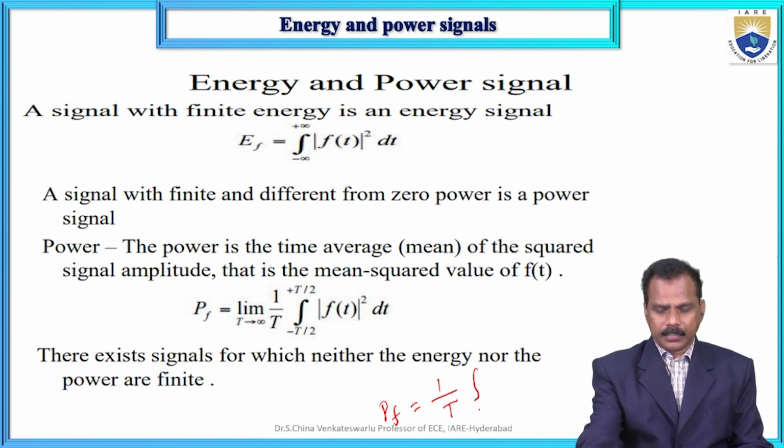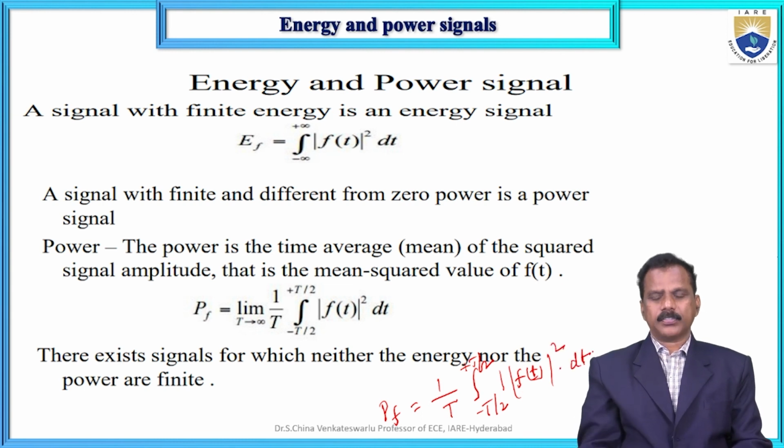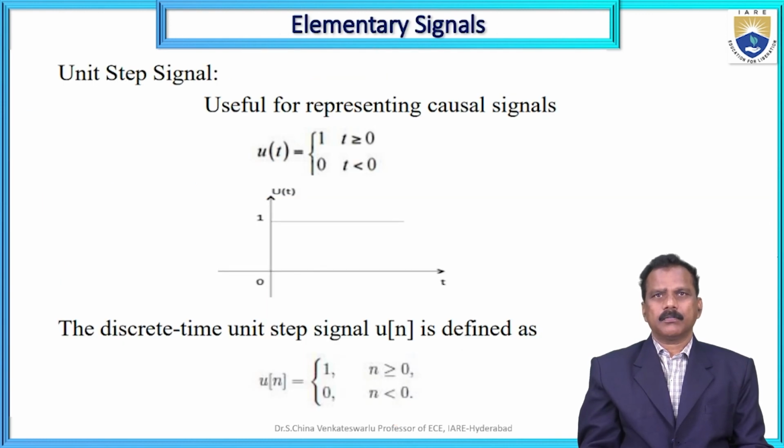Here we can consider the integral from minus capital T by 2 to plus T by 2 of mod f of t with the whole square into dt. There exist signals for which neither the energy nor the power is finite, like this unit step signal.